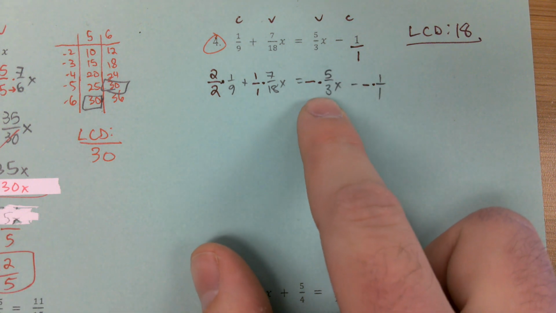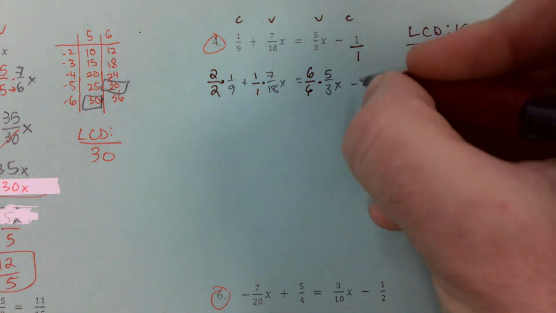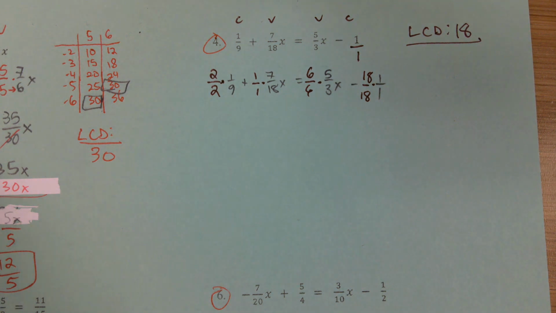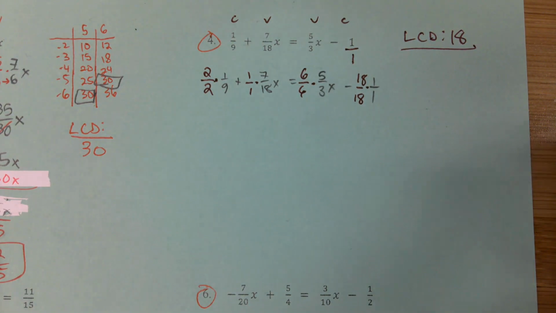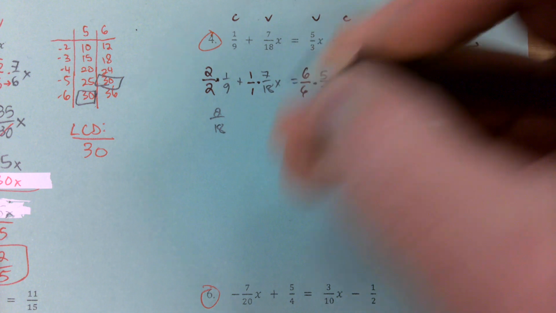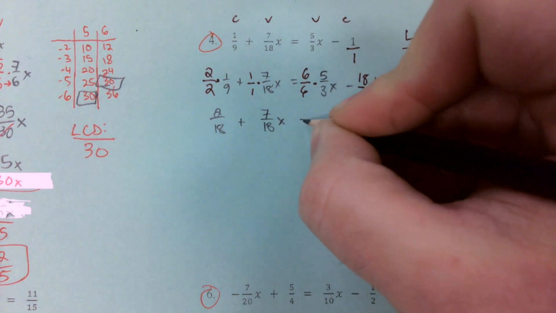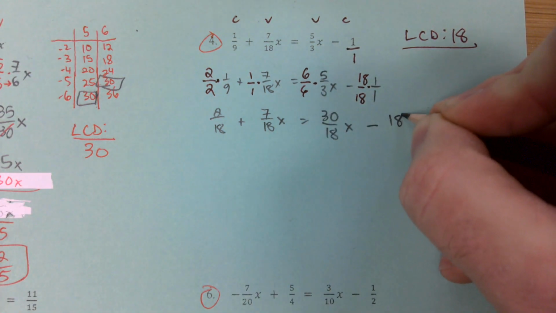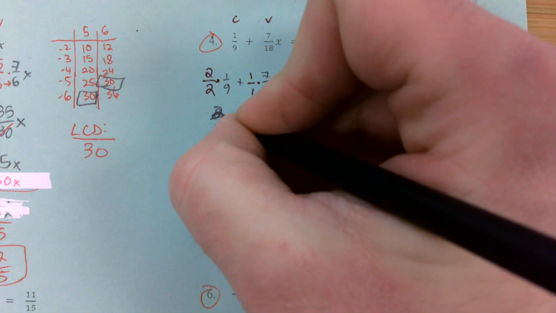5 over 3, what can we multiply that by? 6 over 6. And finally, we need 18 over 18. All right? So this becomes 2 over 18 plus 7 over 18x equals 30 over 18x minus 18 over 18. That first number is a 2.